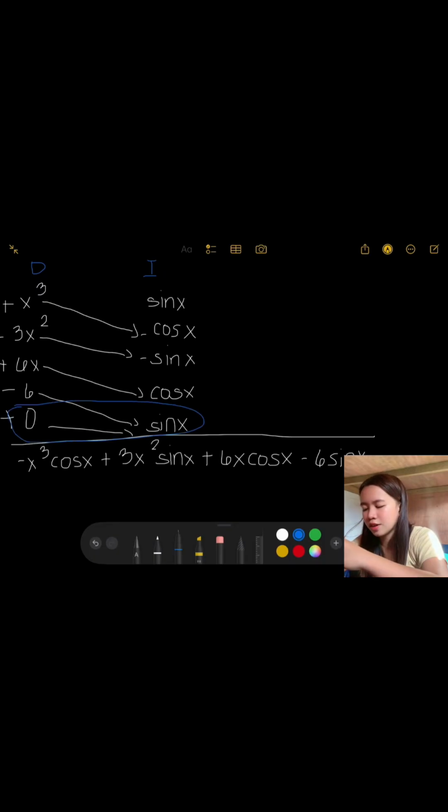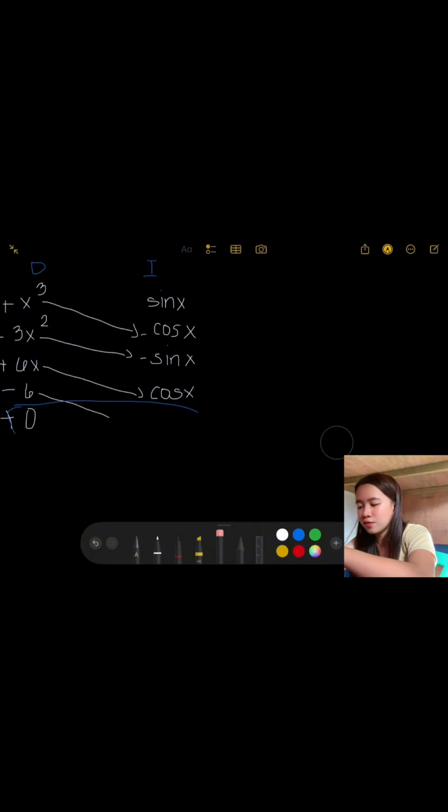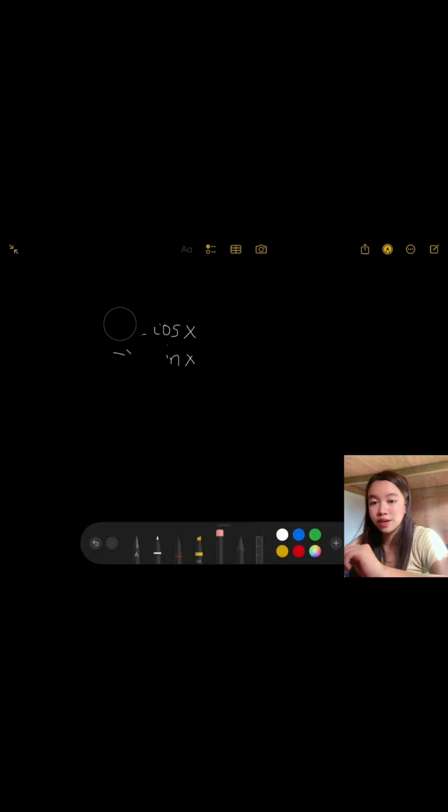And the integral of 0 sine x is 0. So we will not be putting that here. So we will just put plus c. So this is now our final answer. So it's very easy, right?